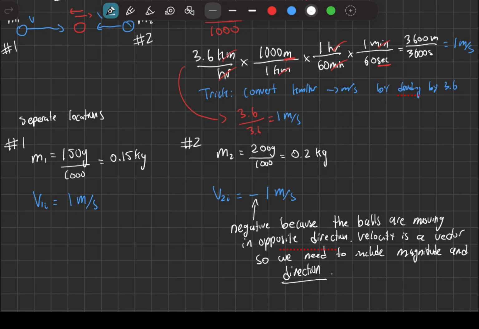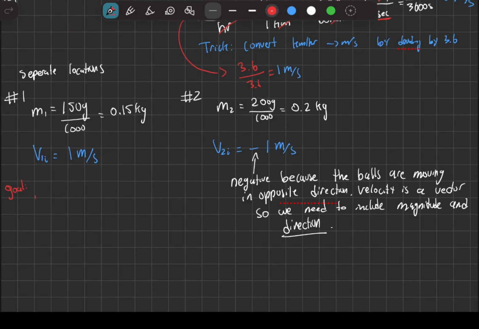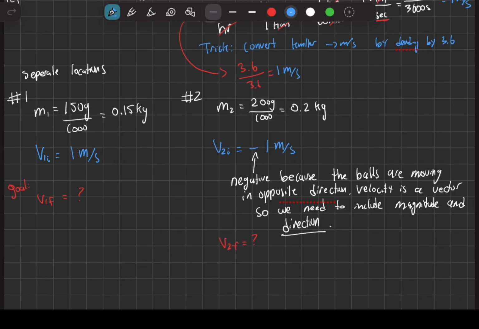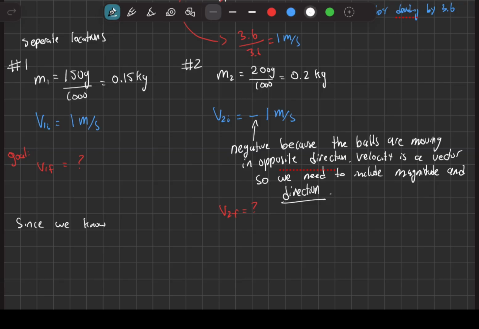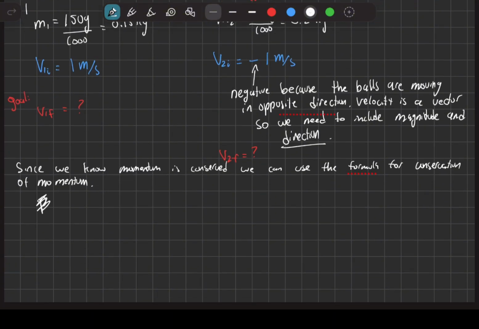Now, the goal of this problem is to find the final velocity of mass 1 and the final velocity of mass 2. Since momentum is conserved, we know that the momentum prior to the collision and the momentum after the collision need to be equal. And here is the formula below. Then we plug in our known values.